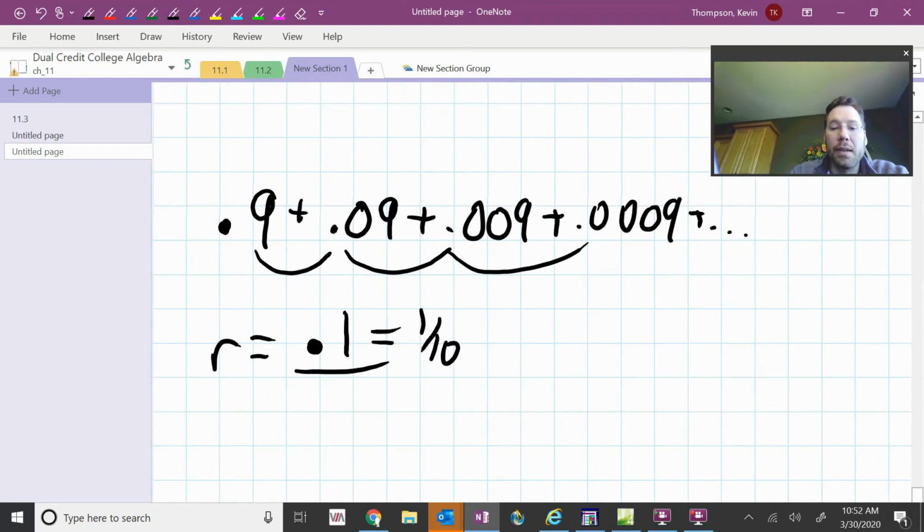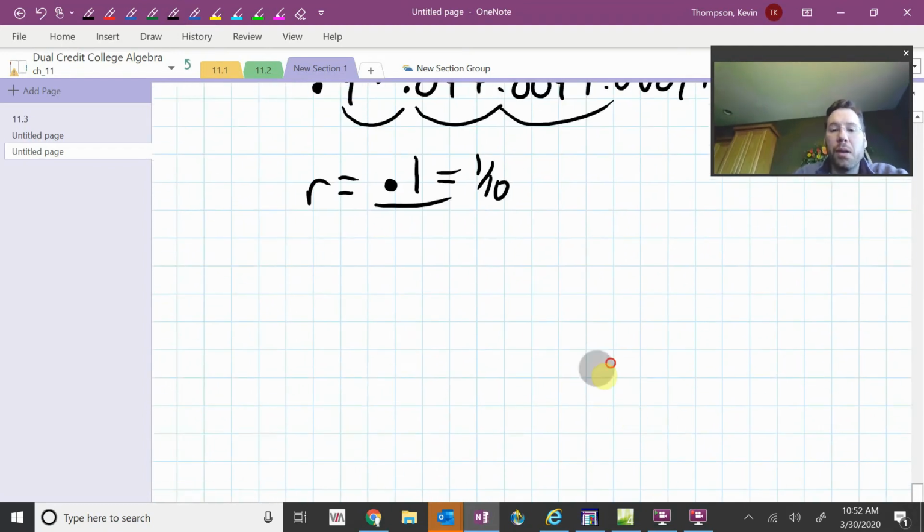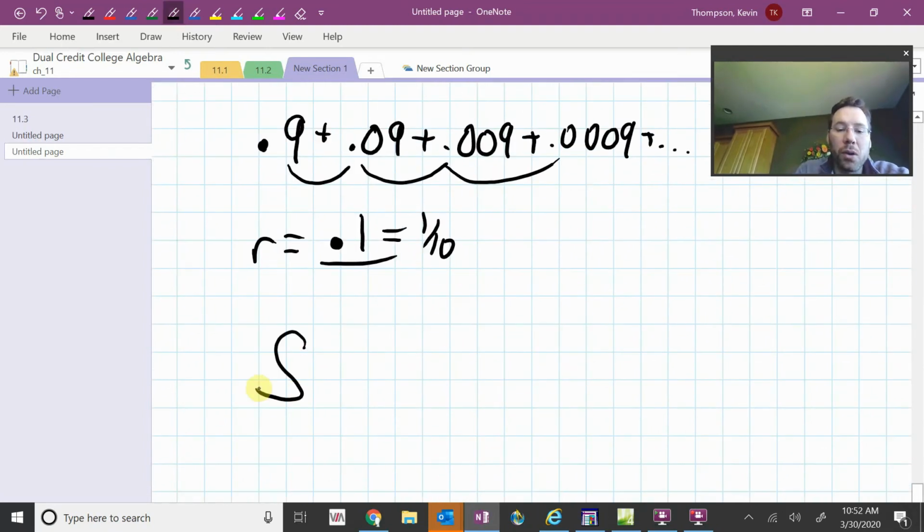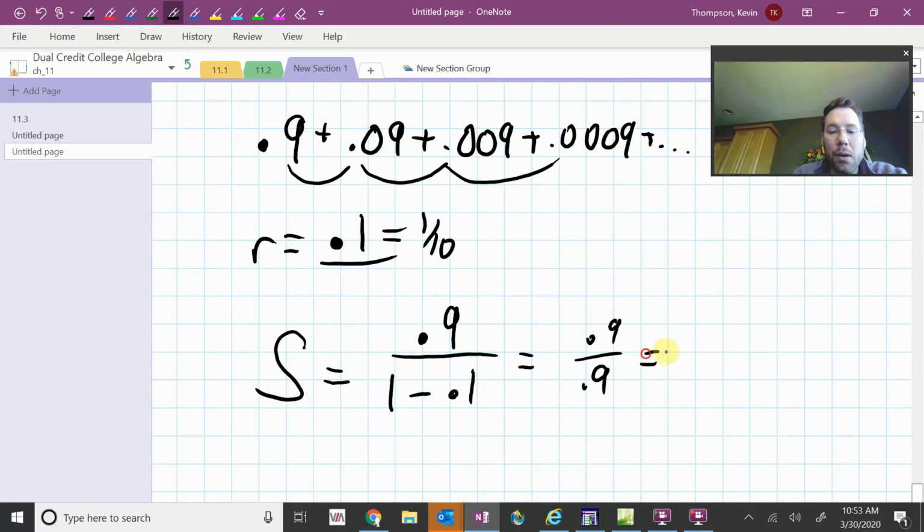So it's less than 1. It's between -1 and 1. So that means my sum works. My sum should be my first term, a1, over 1 minus 0.1, which is 0.9 over 0.9, which is 1.